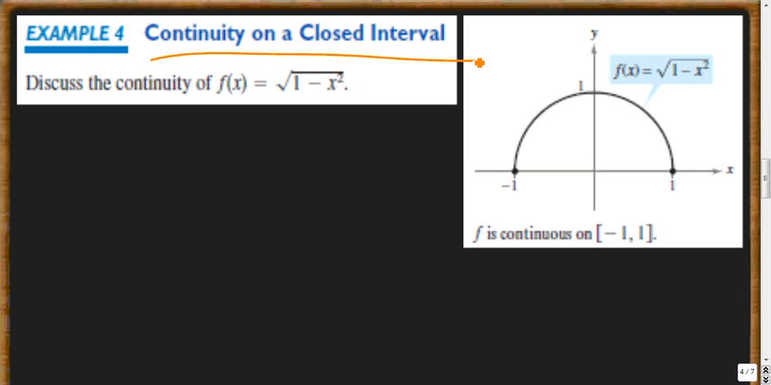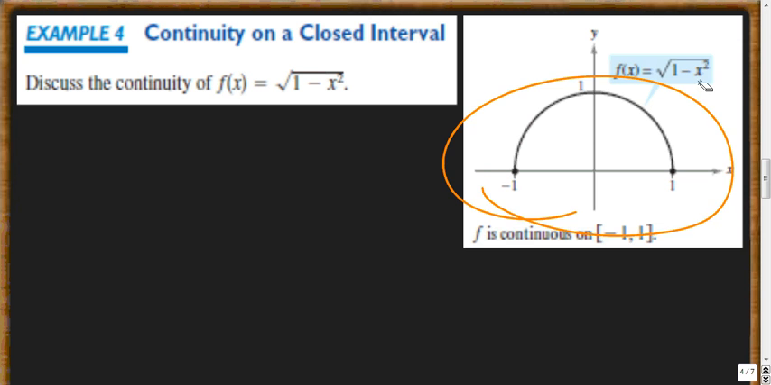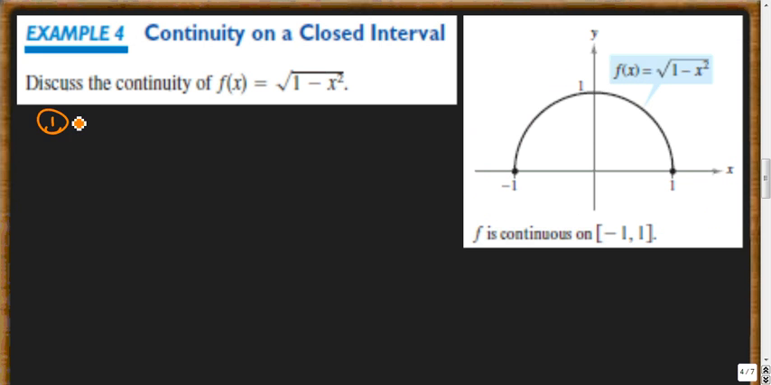Okay, so continuity on a closed interval. So discuss the continuity of this graph here. Well, remember, our rules for continuity were this. One, the point is defined. Okay, so that's good. As long as our point is defined, we're good. 2, the limit exists.